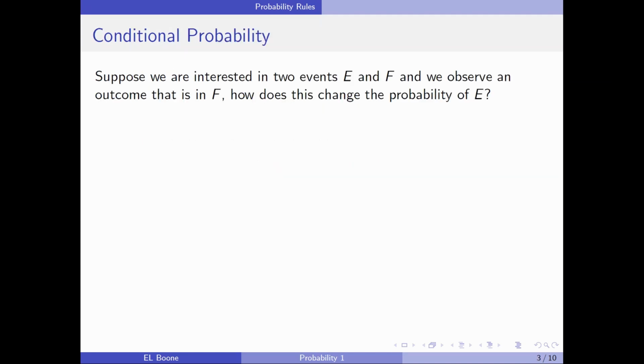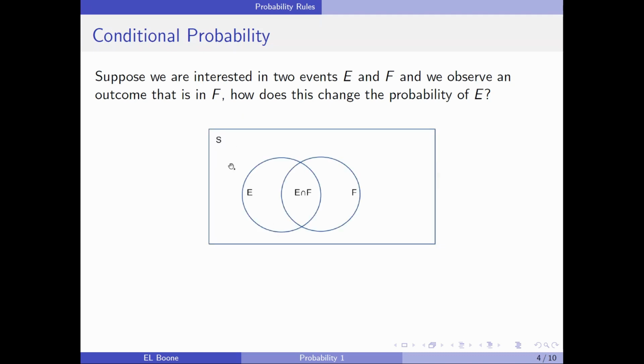Okay, conditional probability is where we want to update what we know about our probability once we see some event. So suppose we have two events and we observe an outcome that is in F. How does this change the probability of E?